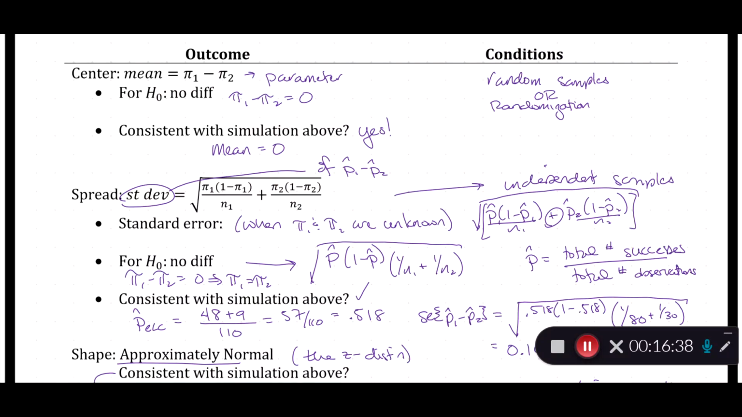In the next video, I will go through an example where we do satisfy all the conditions required, and I'll show how to conduct a two-sample z-test, and then another video where I do a two-sample z confidence interval for comparing proportions when these conditions have been satisfied.